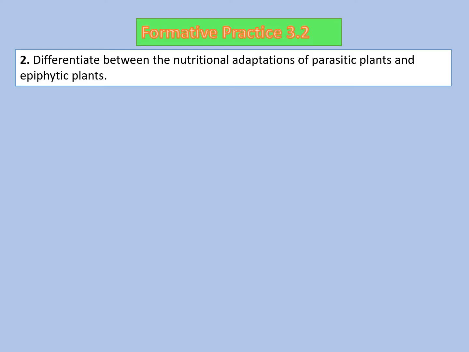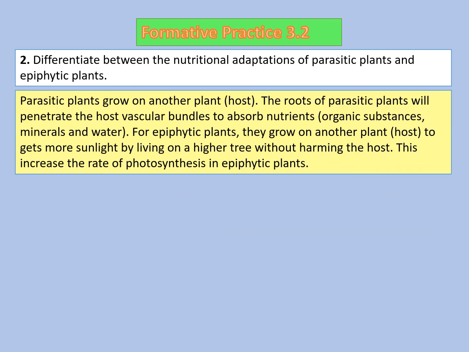Question number 2. Differentiate between the nutritional adaptations of parasitic plants and epiphytic plants. The answer is parasitic plants grow on another plant or host. The roots of parasitic plants will penetrate the host vascular bundles to absorb nutrients or organic substances, minerals and water. But epiphytic plants grow on other plants or hosts to get more sunlight by living on a higher tree without harming the host. This increases the rate of photosynthesis in epiphytic plants.